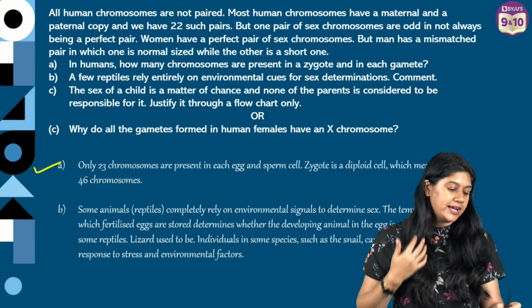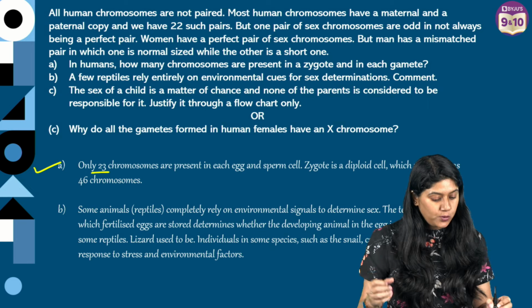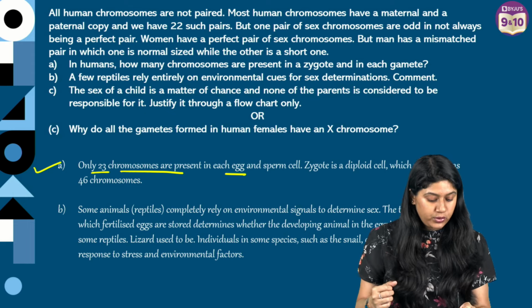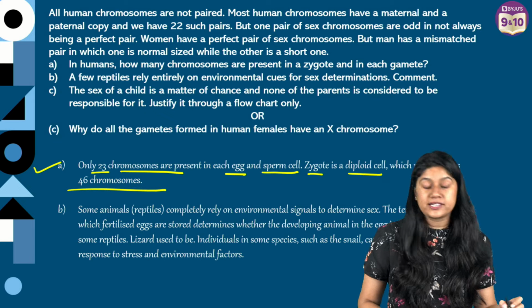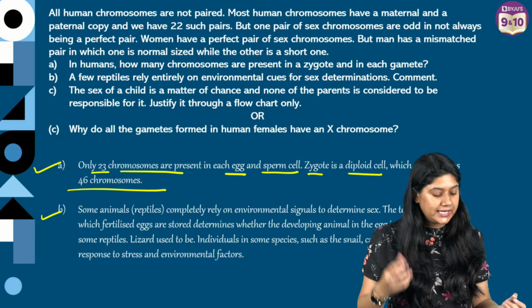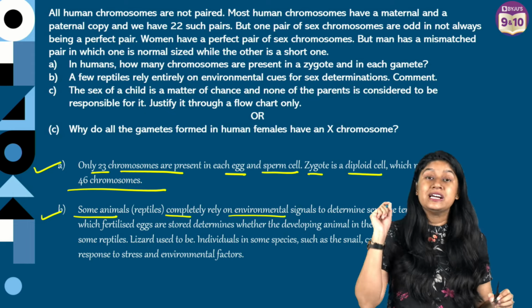Question number 1 can be answered that in the gametes we will have 23 chromosomes, 23 in the egg and 23 chromosomes in the sperm. The zygote is a diploid cell, which means that it will have 46 chromosomes. Then in question B, where we're talking about reptiles, some reptiles completely rely on environmental signals to determine the sex.